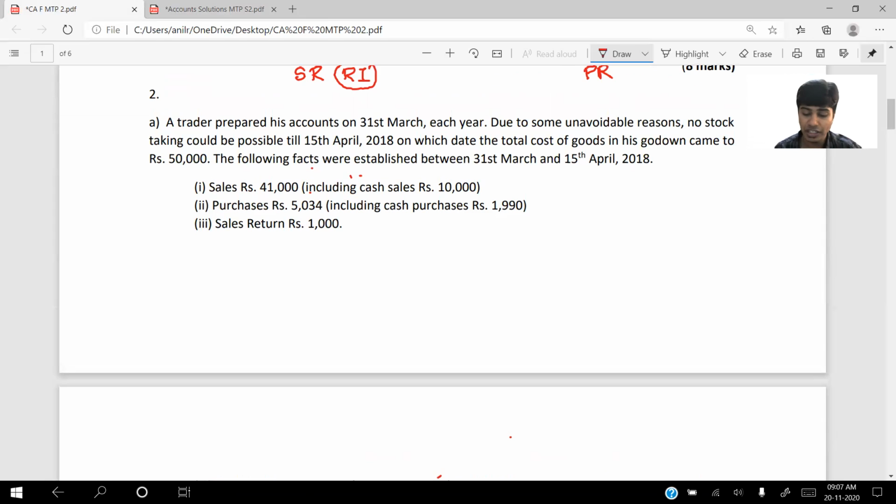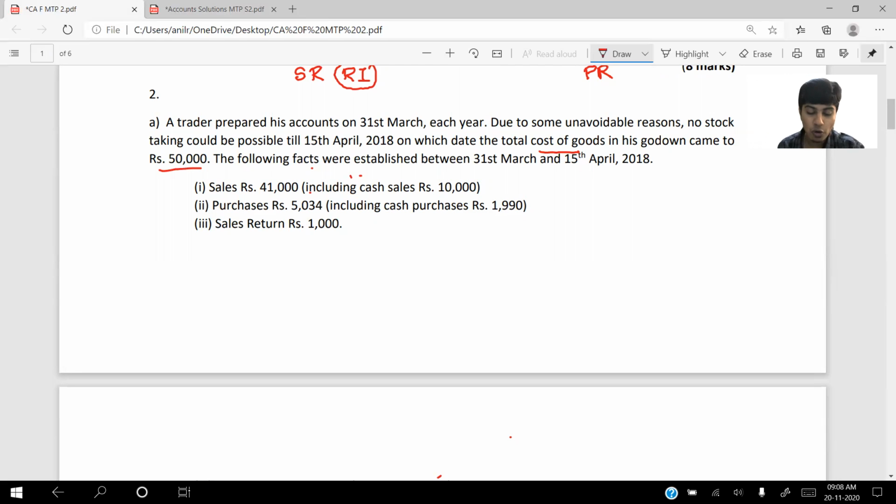Trader prepared his accounts on 31st of March. Due to some unavoidable reasons which every business has, no stock taking could be possible till 15th April. On which date the total cost of the goods in the godown came to 50,000. So they've given cost. Everything is at cost. So sales and all, when they give it will be at selling price. We would have to firstly identify the cost price of such goods and then include them.